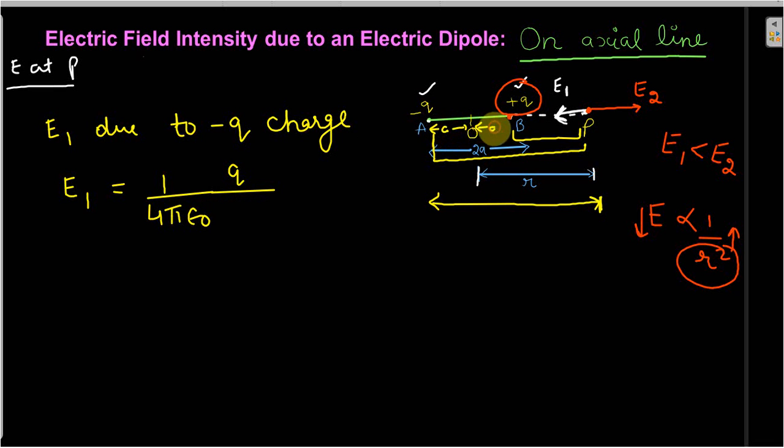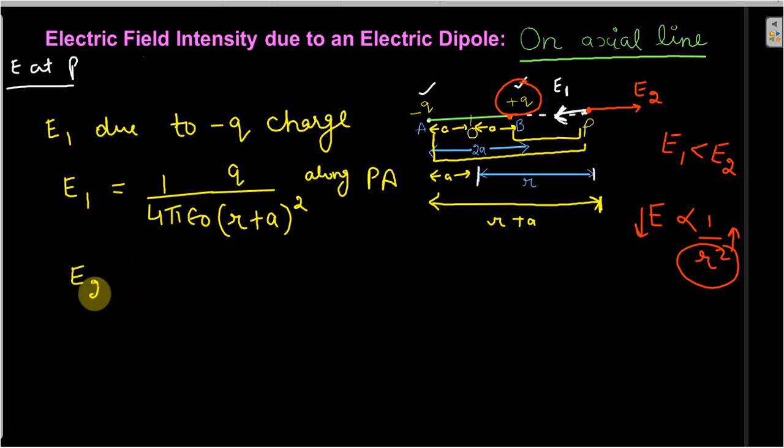You can divide 2A into A and A. So in total this will be R plus this portion A. So the total distance is R plus A. So we can write R plus A whole square. And what is the direction? The direction for E1 is along P to A, because the arrow for negative Q charge is along P to A, not A to P. For E1 it is along P to A.